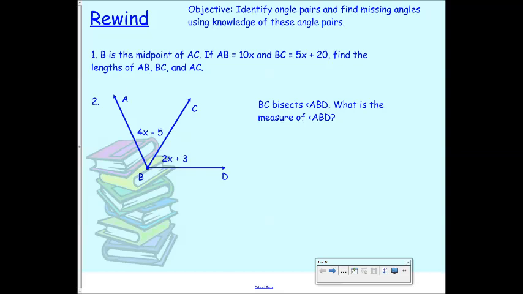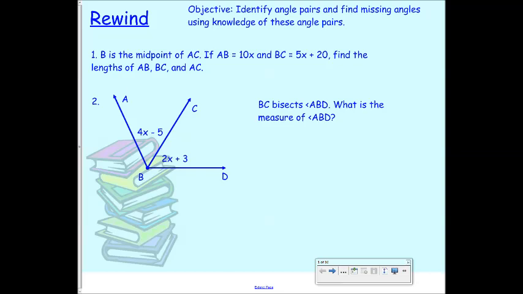Okay, so we're going to talk today about angle pairs. Yesterday we looked at angles, and how did you know ABD? ABD is this whole angle, right? How do you know that? It's labeled with the A here, the B here, and the D here, right? What would this angle be called? ABC or CBA, as long as what letter's in the middle? B, because B is the vertex.